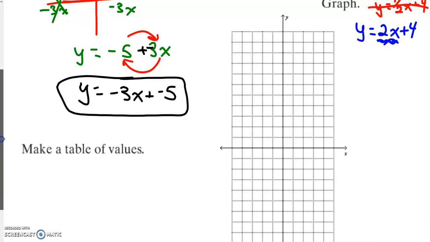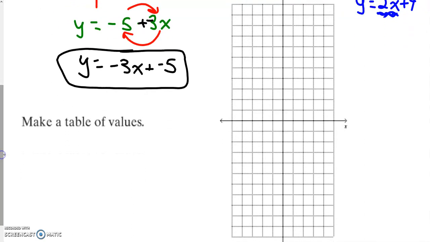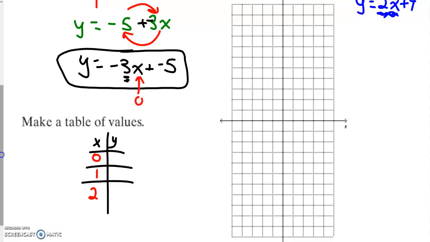Well, next it says we should graph it. To graph it, we need to make a table of values. That means the XY chart. Again, it doesn't tell us what x has to be, and our coefficient here is a whole number, so I can choose anything I want. I'm going to choose 0, 1, and 2. Let's see, if x is 0, substitute in a 0. That's negative 3 times 0. 0 plus negative 5, that's negative 5.